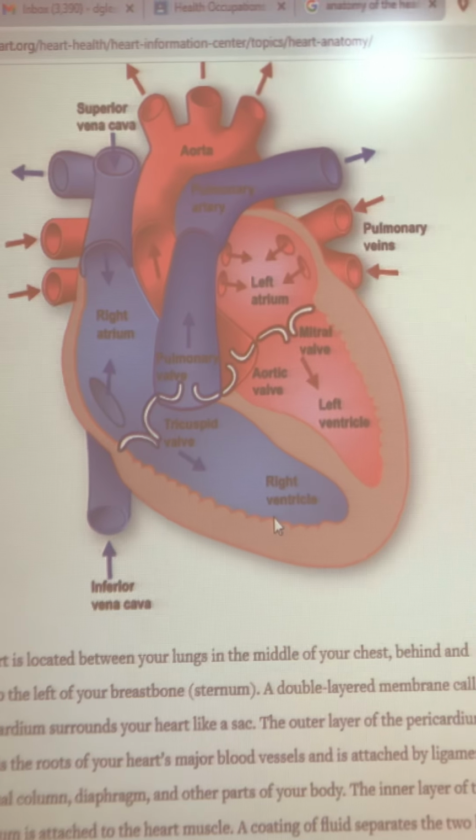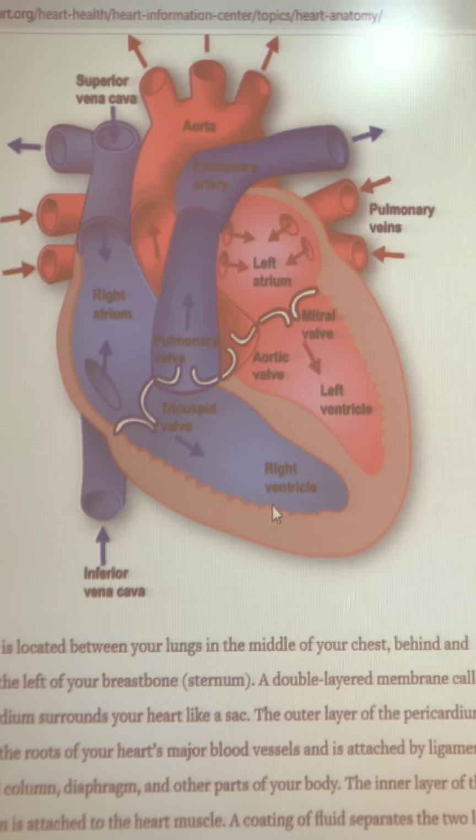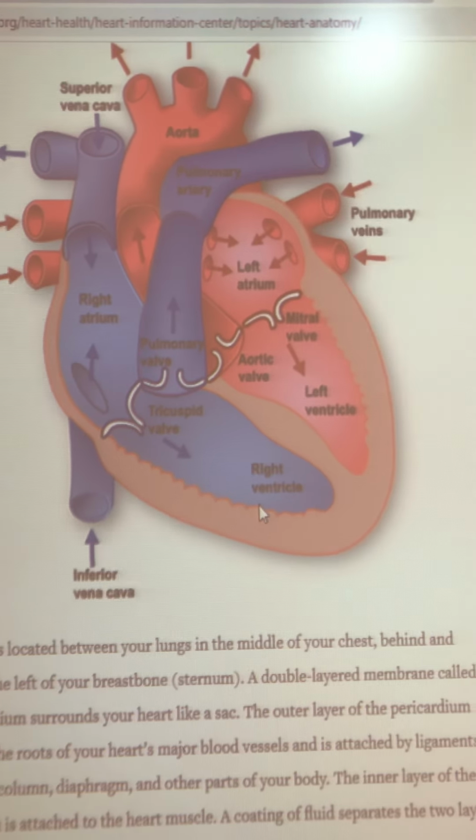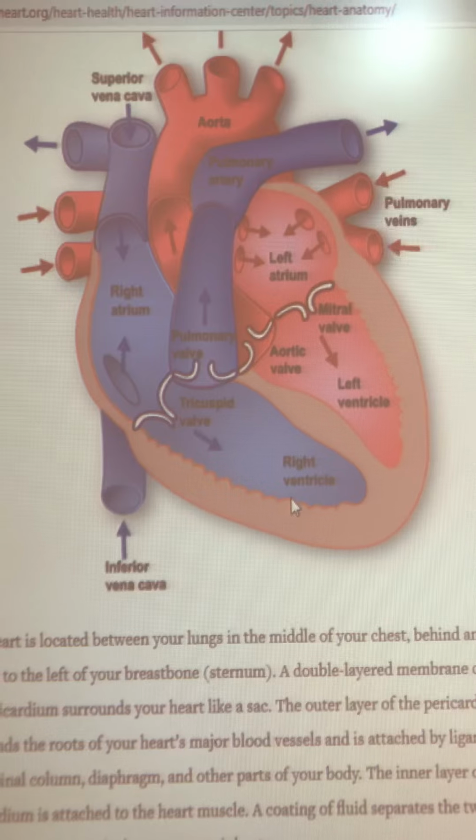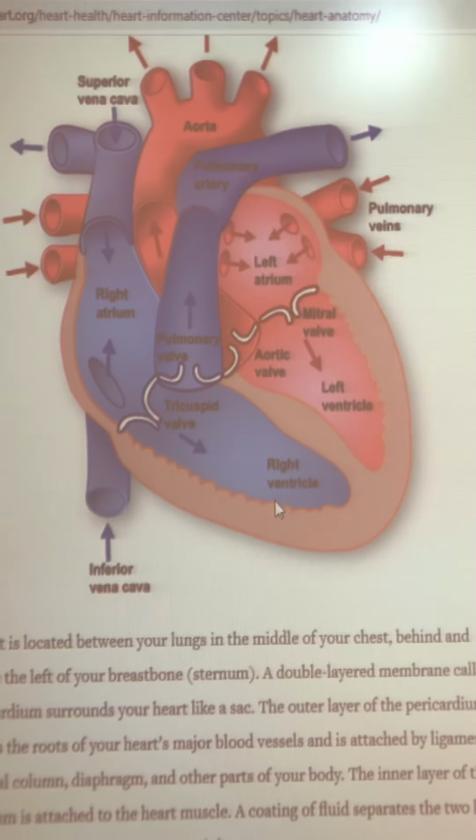Okay, so the aorta is going to be your biggest artery in the body. Oxygenated blood, it's bright red. Superior and inferior vena cava are your largest veins in the body. It's blue because they carry deoxygenated blood.